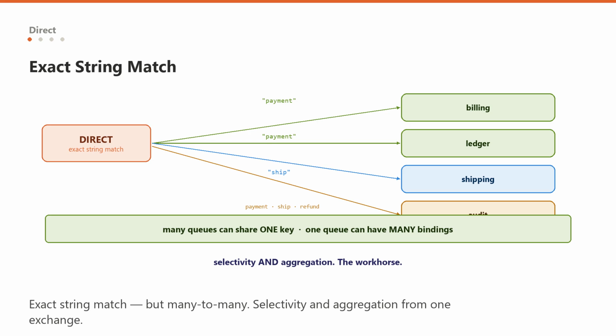and the classic use of direct is severity-based logging. Bind an error queue to the key error and a catch-all queue to error, warning, and info. It is the workhorse, and if your routing needs are simple, it is all you need.